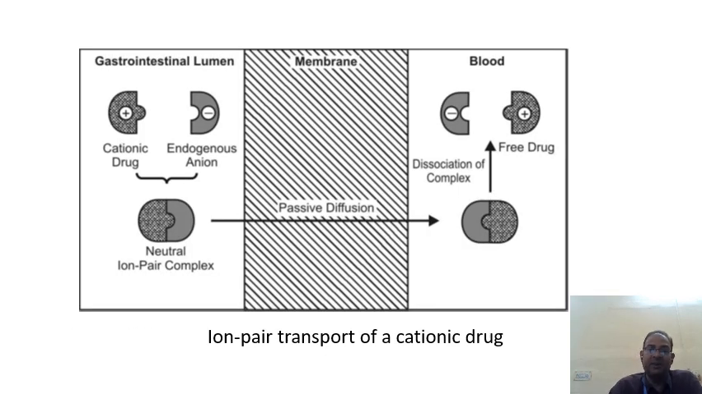The diagram explains the same thing. If there is a cationic drug, there is an endogenous anion available. Both join together to form a neutral ion pair complex. This ion pair complex has the ability to travel through the cell membrane by passive diffusion. Once it reaches the plasma, it again divides into two, where the drug is separated and the endogenous anion is separated.